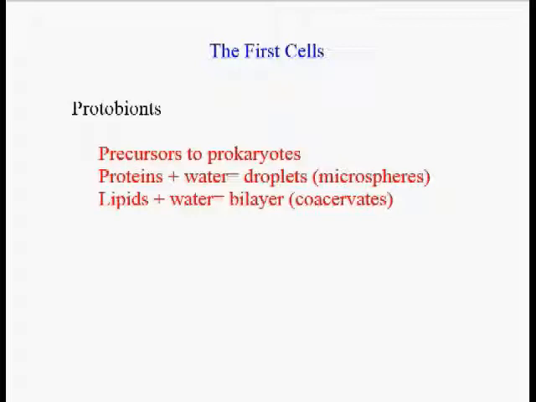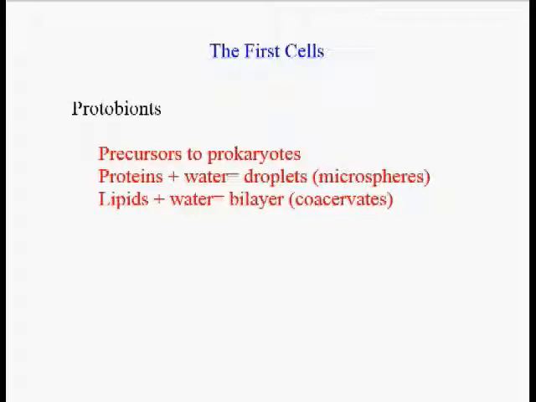We call them protobionts, hard word there, protobionts. And these are basically the precursors to the first cells, and we're going to assume that the first cells were probably prokaryotes, because those were much easier than eukaryotes. And how could that have happened? Well, here's how it happens.